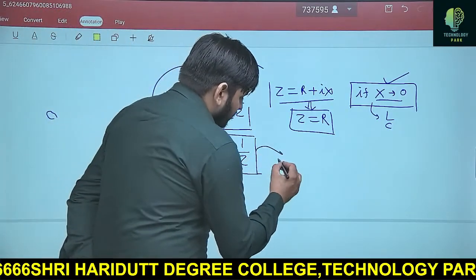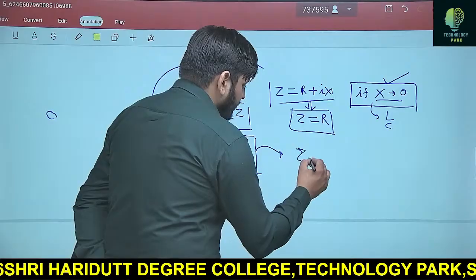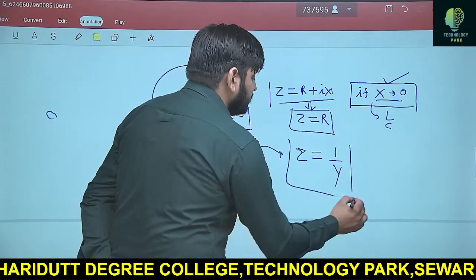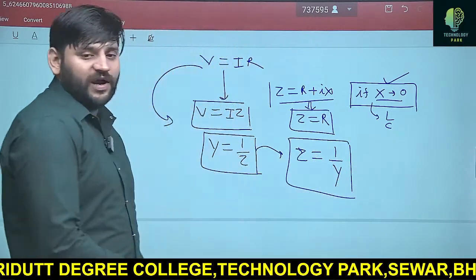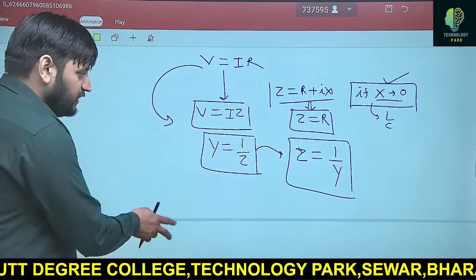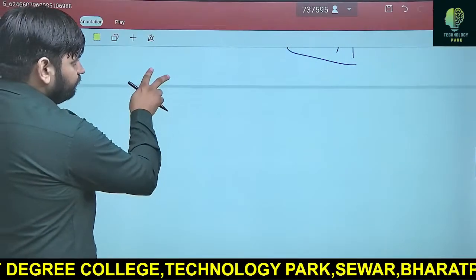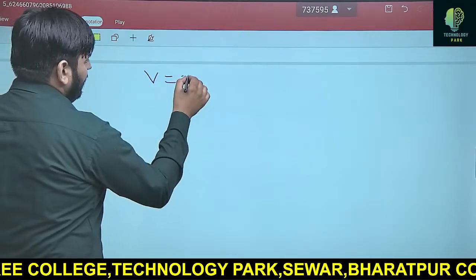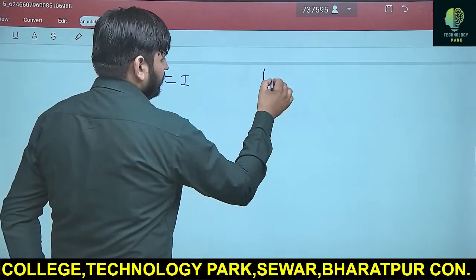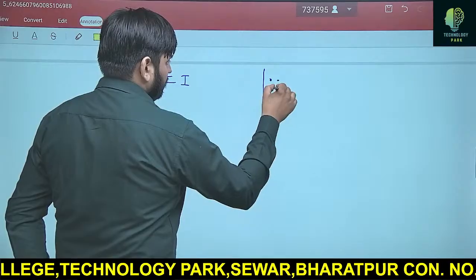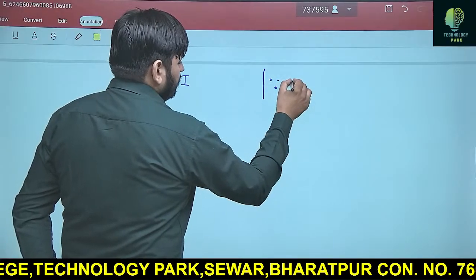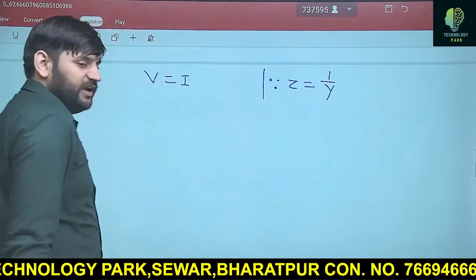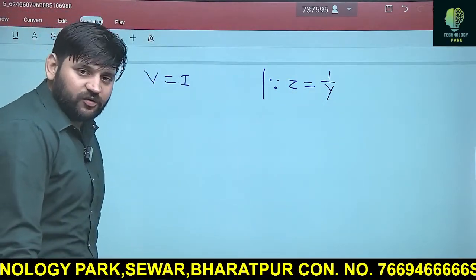Yeah, we can also say impedance is a inverse function of admittance. That means Z equal 1 upon Y. Is that clear? So V equal I Z. Impedance is a inverse function of admittance. That means Z equal 1 upon Y.